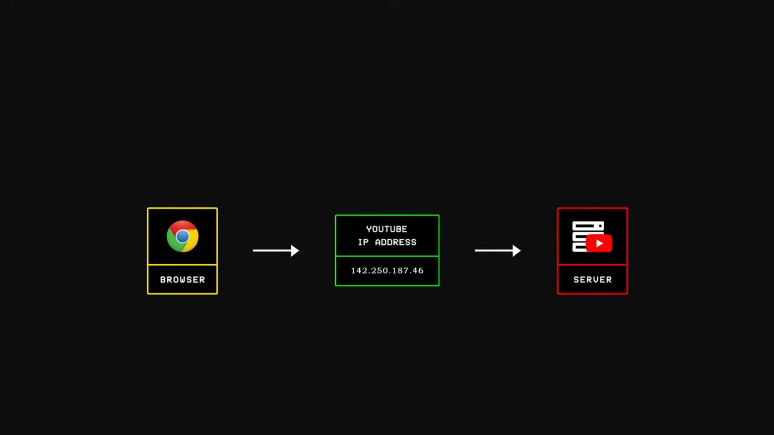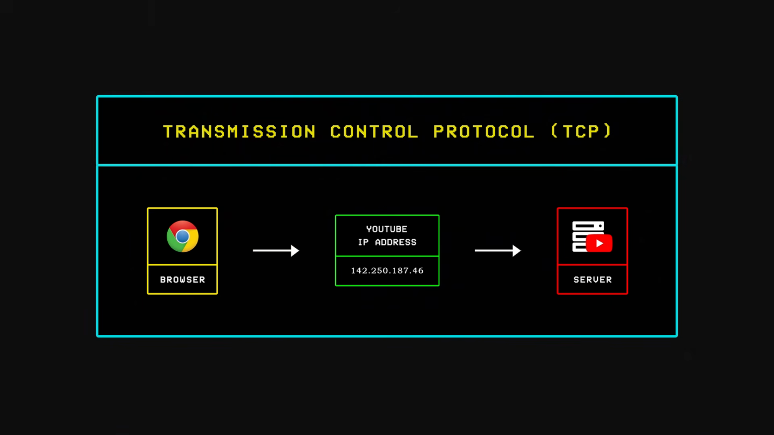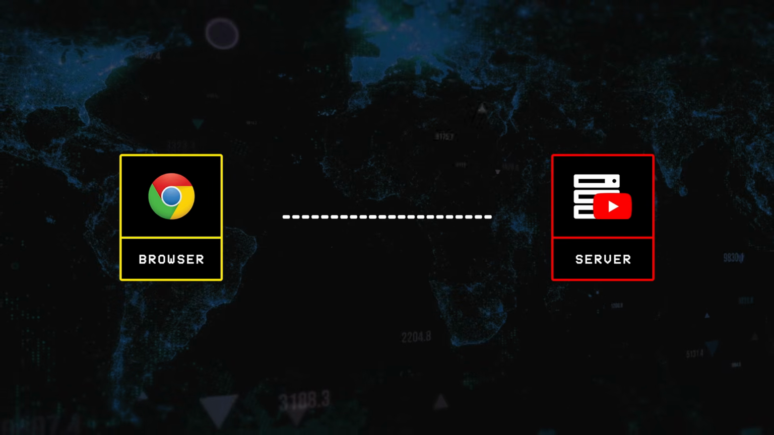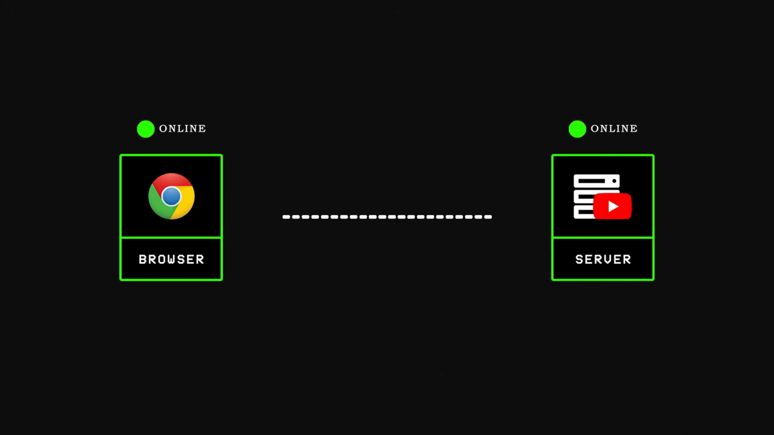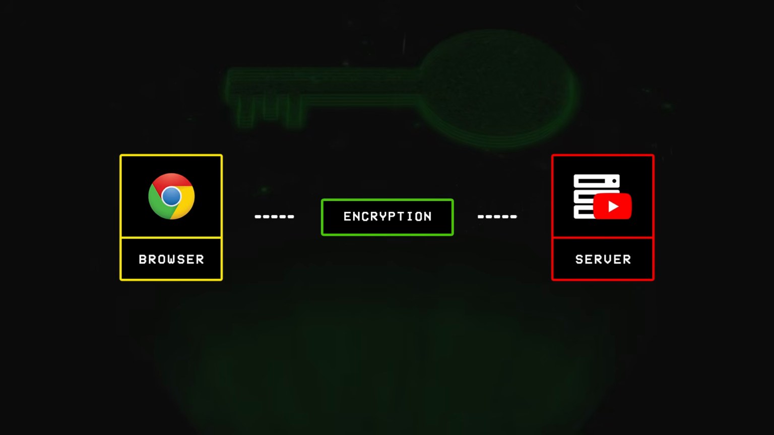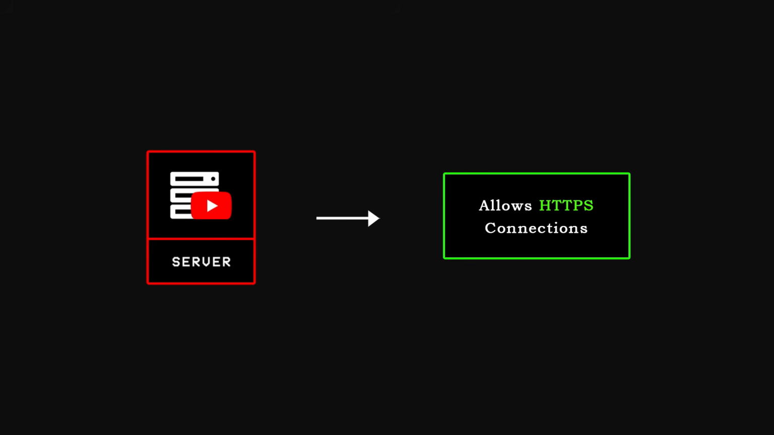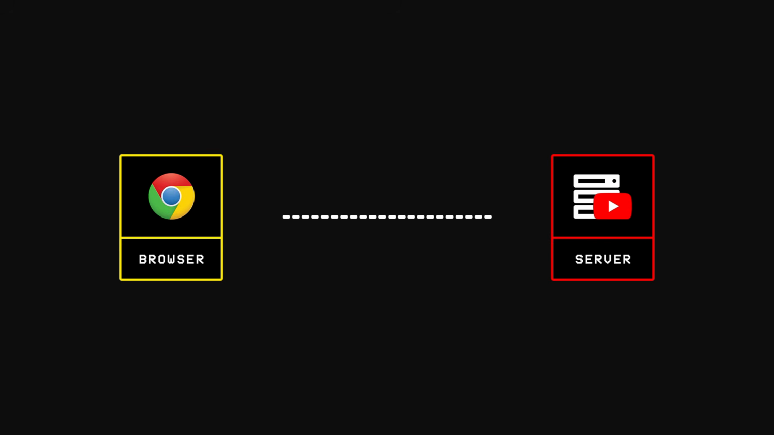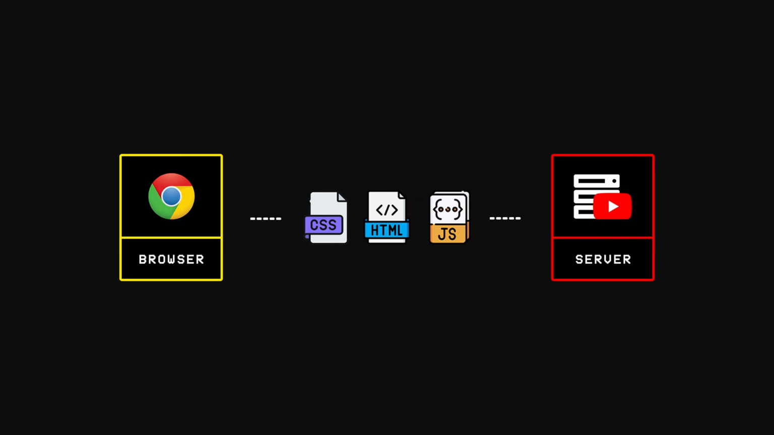Once your browser has the IP address, it then needs to connect to that website's server, and this is done through something called TCP, or Transmission Control Protocol. TCP is basically a network protocol that confirms both sides are online and ready to communicate. Once this is established, both sides then secure their communication through encryption, but this is only done if the server of that website allows HTTPS connections in the first place. Once both sides are online and have established a secure connection, your browser then sends a request to that website's server, and asks it to send back everything it needs to render that page, which may include multiple HTML, CSS, and JavaScript files.